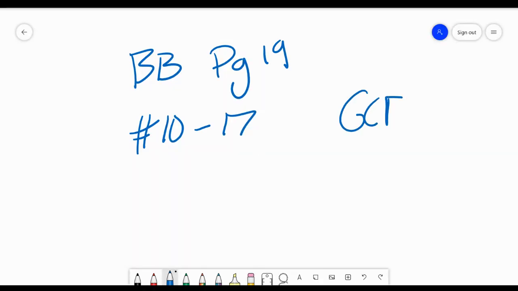Can a GCF ever be 1? And your answer is yes. Sometimes the only common factor is 1. It is possible, and I'm going to tell you it's going to happen on this page. Somewhere on page 19, you're going to encounter a greatest common factor of 1. It's a real thing, kids. So get ready for that.